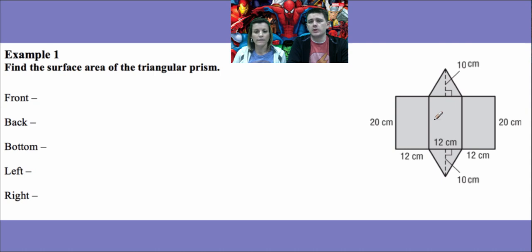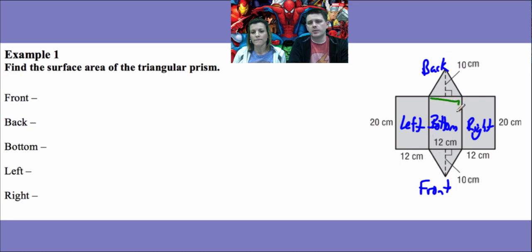Sure. All right. So here is the bottom. Always starting with the bottom. Left and right. And then this is going to be the back and the front. All right. So let's start with our bottom piece because that's what we always unfold from. It's a rectangle. It's got a base here of 12. The height is hiding over here, 20. So it's going to be 12 times 20, which is 240 centimeters squared.